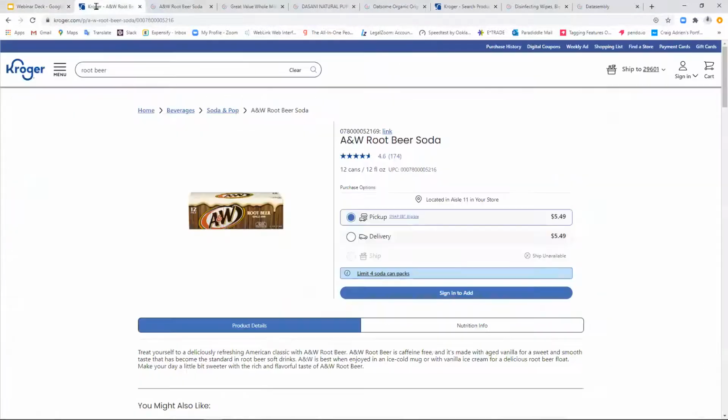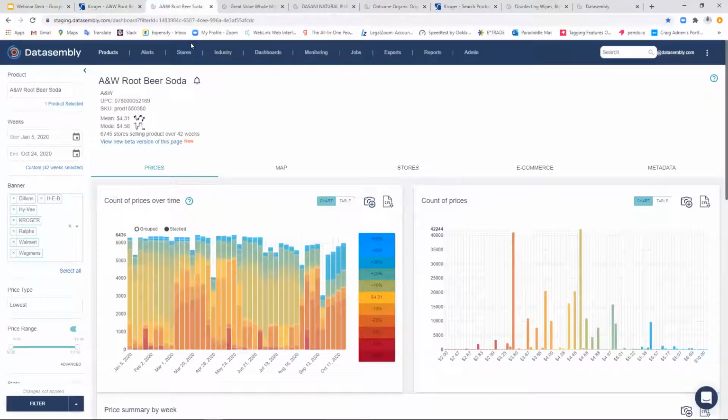So with that, we will start here quickly with one product. I am virtually shopping my aisles at a local Kroger. I'm a fan of root beer. We're going to take a look at some information on this 12-pack of cans of A&W root beer. Setting that stage, what we can look at is that it was actually on promotion. And when I come into Datasembly, we're looking at some interesting things. So to set the stage for what we're going to talk about for this product, we're looking at this across 7 different retailers: Dillon's, H-E-B, Hy-Vee, Kroger, Walmart, Wegmans. And we're looking at this over the course of 42 weeks from the beginning of the year.